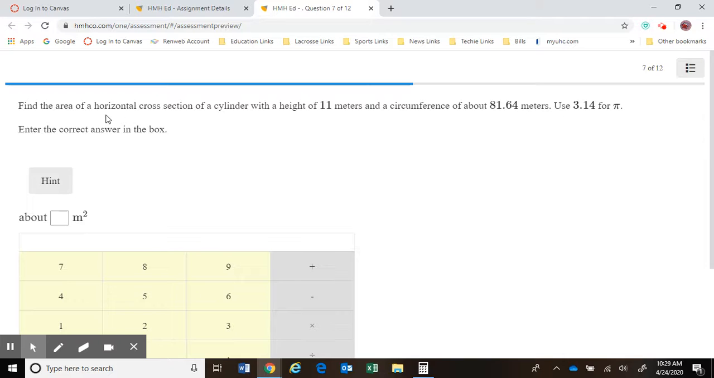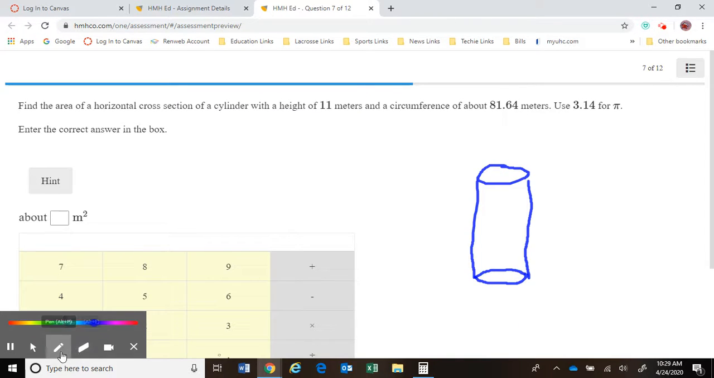All right, now horizontal cross section. Okay, so let's pull up that same type of cylinder here. Now, instead of going vertically, now we're going horizontally. So vertically, create a rectangle. But if I go horizontally, I cut it this way, what's it going to produce? It's going to produce a circle. So my height is 11 meters and my circumference is 81.64.